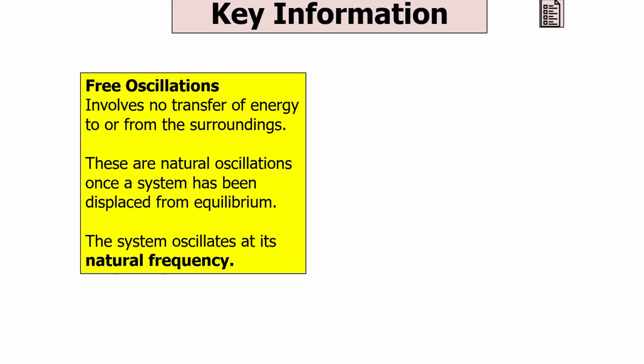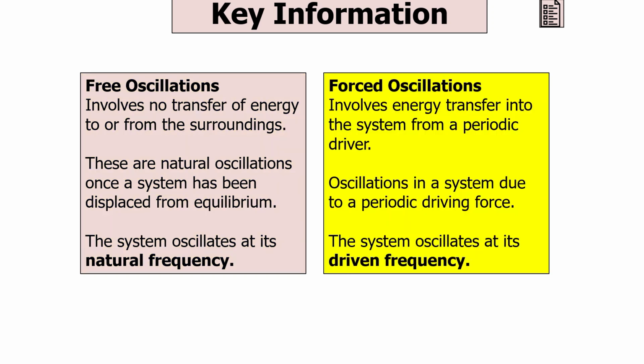So, free oscillations involve no transfer of energy to or from the surroundings. These are natural oscillations once a system has been displaced from equilibrium, and the system oscillates at its natural frequency. Forced oscillations involve energy transfers into the system from a periodic driver, oscillations in a system due to a periodic driving force, and the system oscillates at its driven frequency.